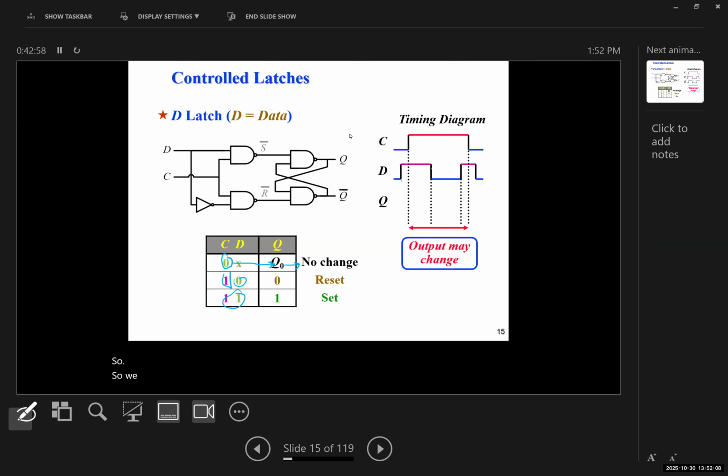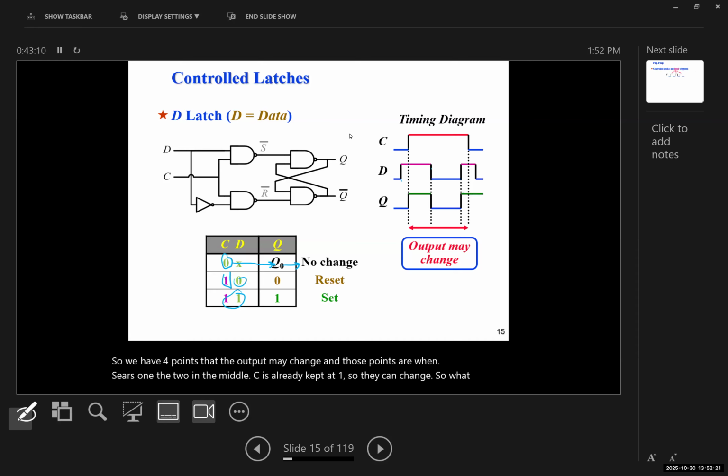So we have 4 points where the output may change, and those points are when C is 1. The 2 in the middle, C is already kept at 1, so they can change. So what happens? Exactly as you mentioned, it's going to change when C becomes 1 and D is already 1. So at this point, it's going to keep 1 until D becomes 0. Because C is 1, we are allowed. So the control gives us permission to change the output. As long as C is 1, we have permission to change. When C is 0, we don't have any permission to change anything. We have to keep it the same.